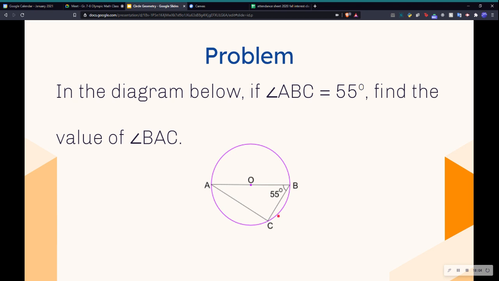And then we know that the angles in a triangle add up to 180. So to get BAC, we just subtract 90 and 55 from 180. And when you do that, you would get 35 degrees for BAC. All right, so fairly straightforward. Any questions? Any questions about this?